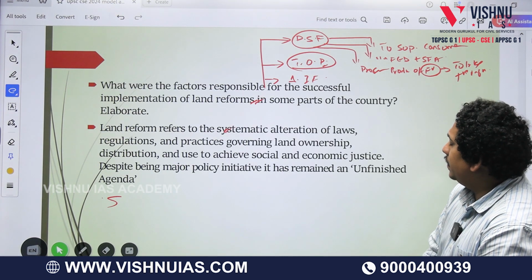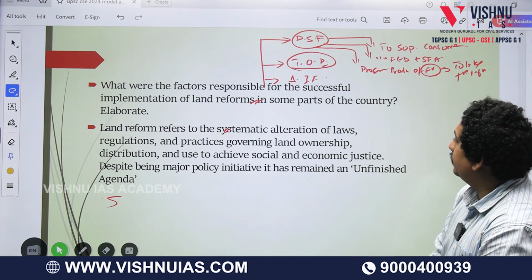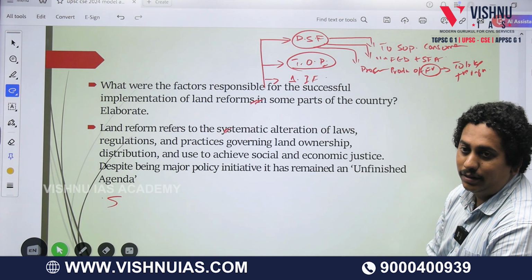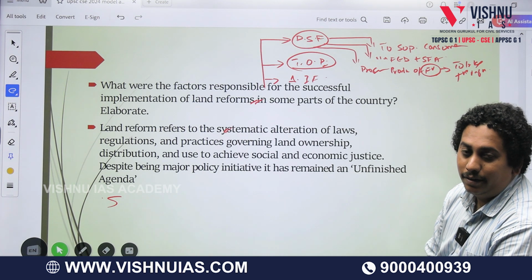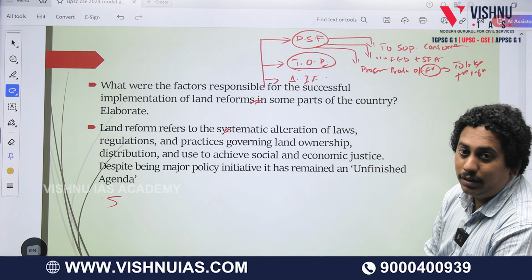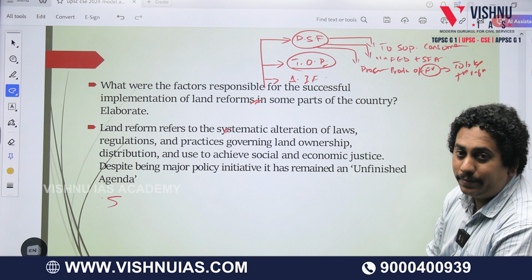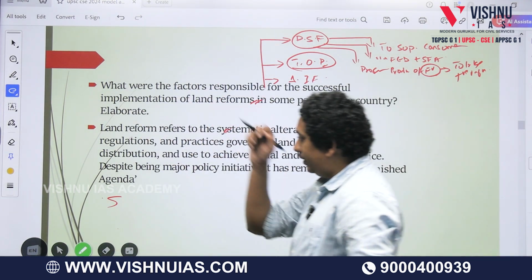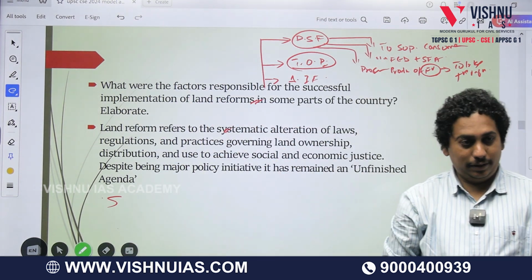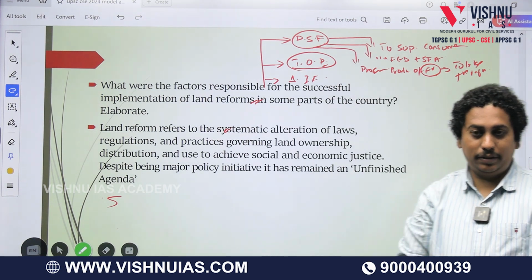Factors responsible for successful implementation of land reforms in some parts of the country. This was another question asked. What do you mean by land reform? Distribution of land to the landless. From where do we start that concept? What is the base for writing this question? I mean, from where will you bring the literature for this?